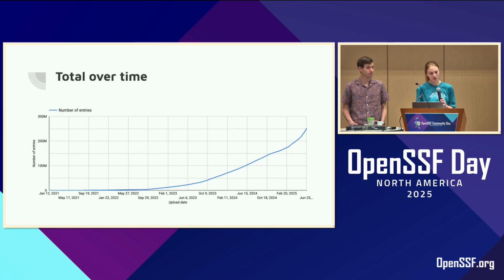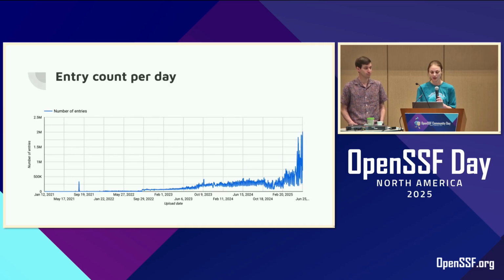You can see that Sigstore usage has increased more rapidly over the last year. We've also charted the number of entries each day. You can see very early on there was a significant spike, probably when we were running tests. Over the last few months, we've seen a large uptick in traffic and an increase in entries uploaded per day.